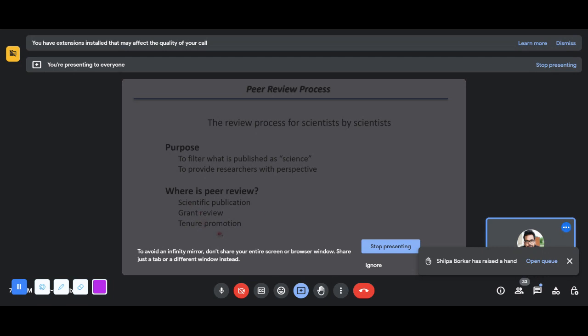Grant review is a different thing again. I have included it here because review happens in multiple cases, not only for publication. If you write a research proposal for a grant, or if you want a promotion for a particular post and write a proposal, it will be reviewed by an expert review panel of working scientists in that particular field.